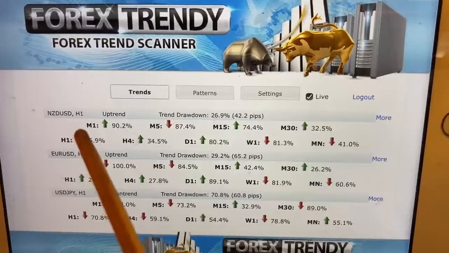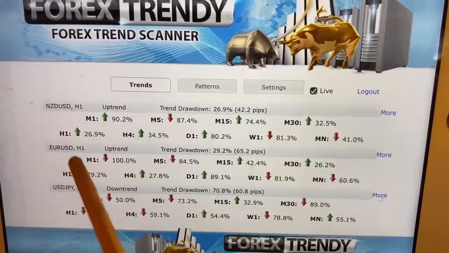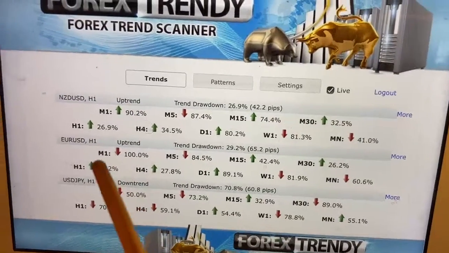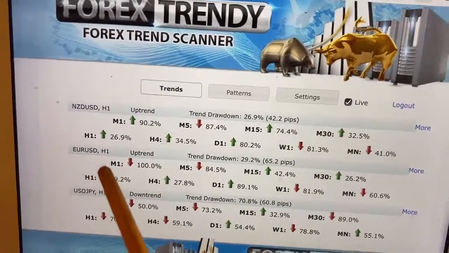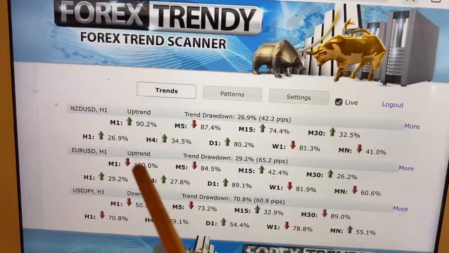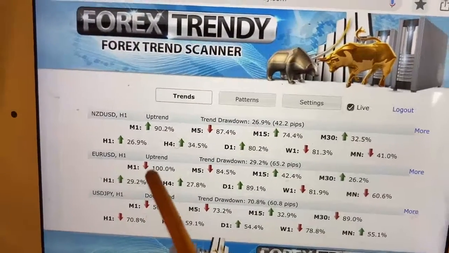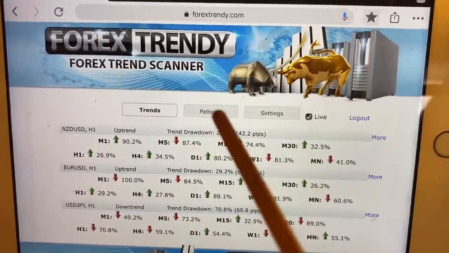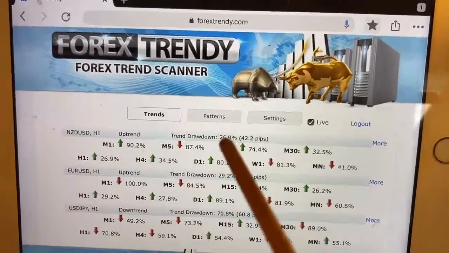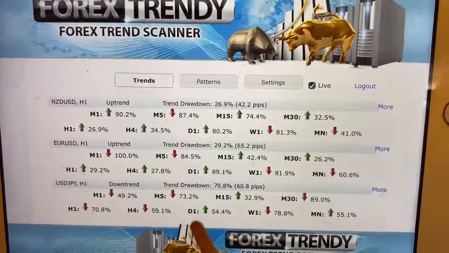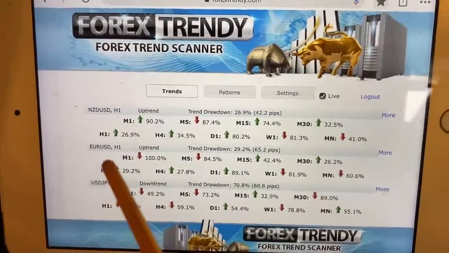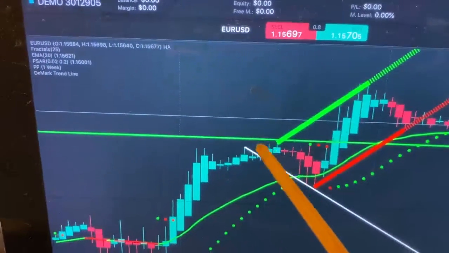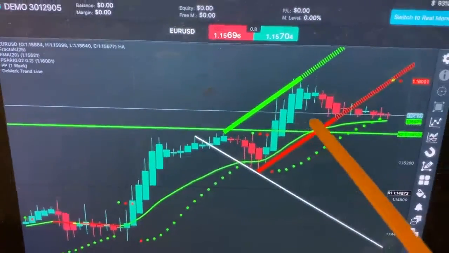NU is an uptrend, EU is an uptrend, and UJ is a downtrend. And now we've been following this EU as an uptrend. Okay, now we know it's on an uptrend. Even if we get a pattern signal, we know the only pattern signal we're going to take is when it brings a buy. But either the trend or the pattern, we just have to be on the chart like this, waiting for our entry.